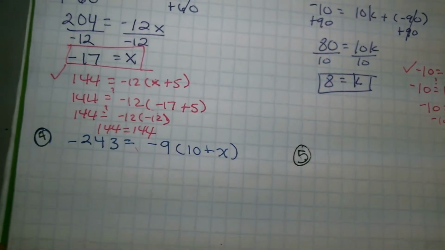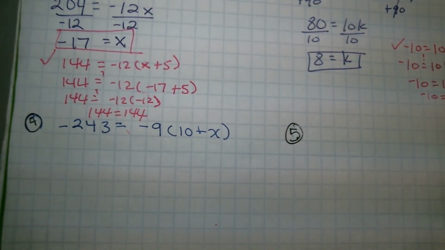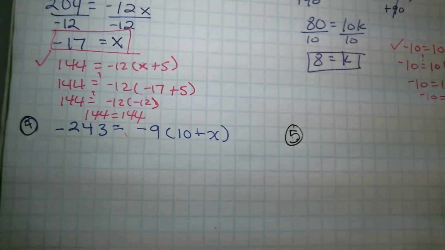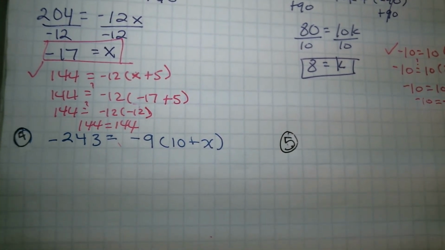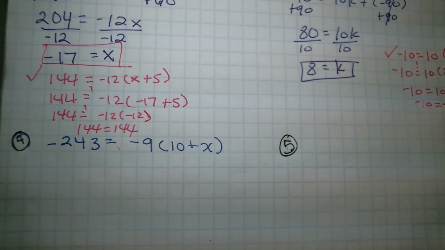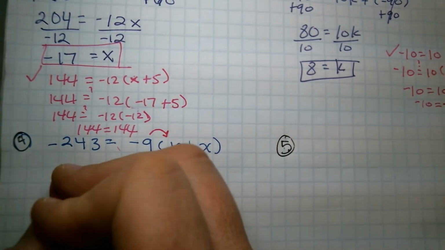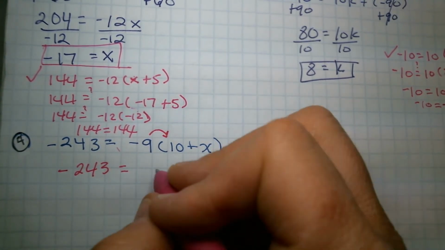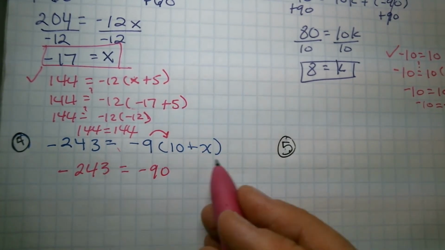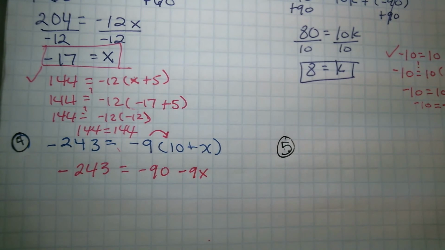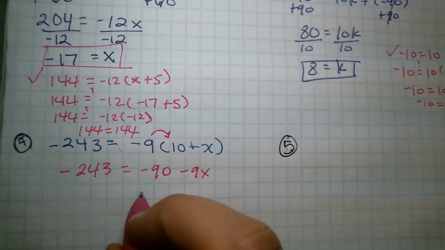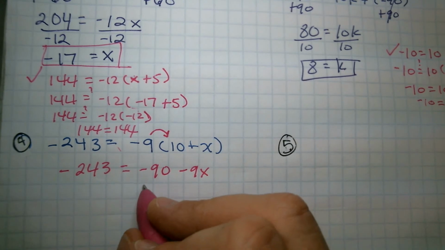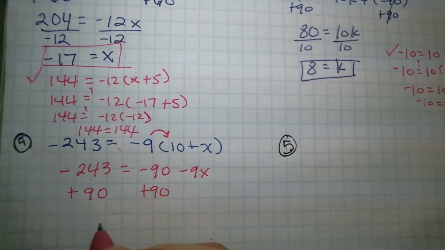All right, let's look at one more. Let's see if I can make that any brighter. All right, so negative 243 equals negative 9 times 10 plus x. Let's distribute first. So I get negative 243 equals negative 9 times 10 is negative 90. And negative 9 times x is negative 9x. Let's add the opposite of our constant, negative 90, which is positive 90, to both sides.